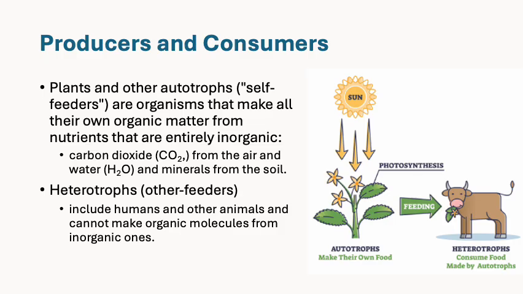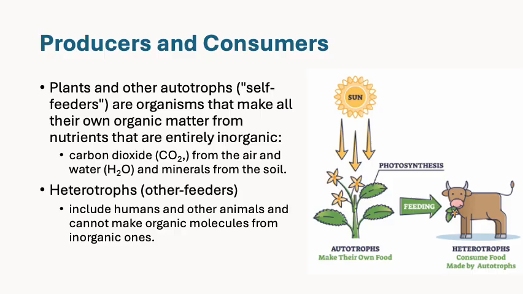Plants and other autotrophs, which literally means self feeders, have the remarkable ability to build all of their organic molecules from completely inorganic ingredients. They take in carbon dioxide from the air, water, and soil, and minerals such as nitrogen and phosphorus. Using energy from the sunlight, they rearrange those simple molecules into complex organic molecules like glucose. That glucose becomes the foundation for everything else in the plants, from cellulose in the cell walls to stored starch.